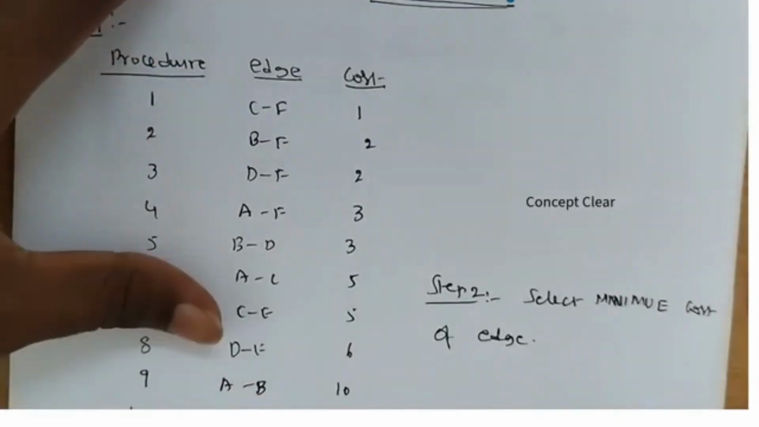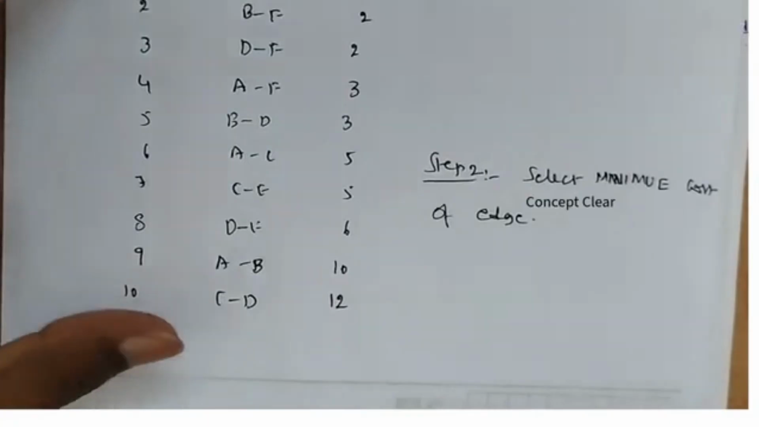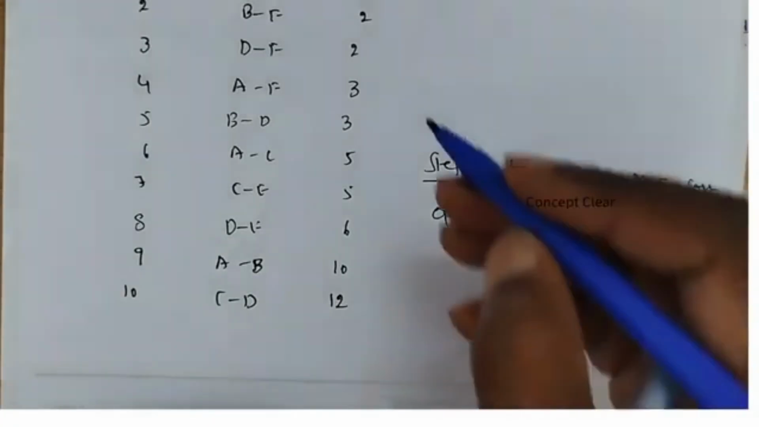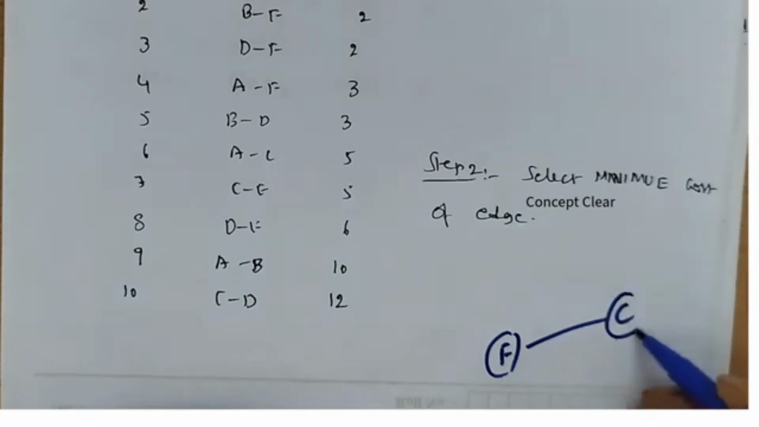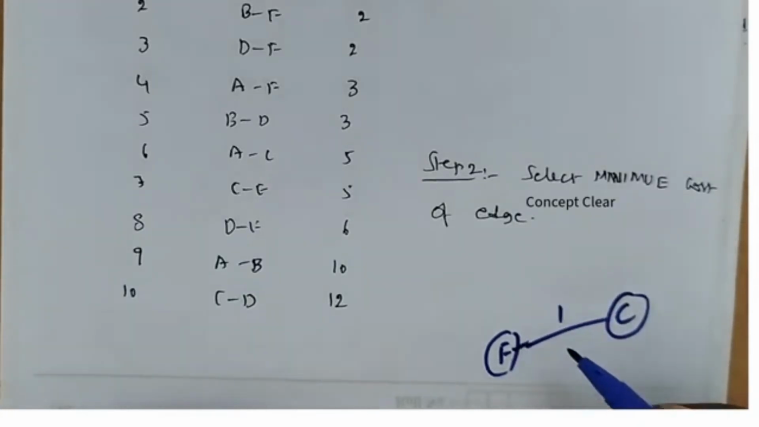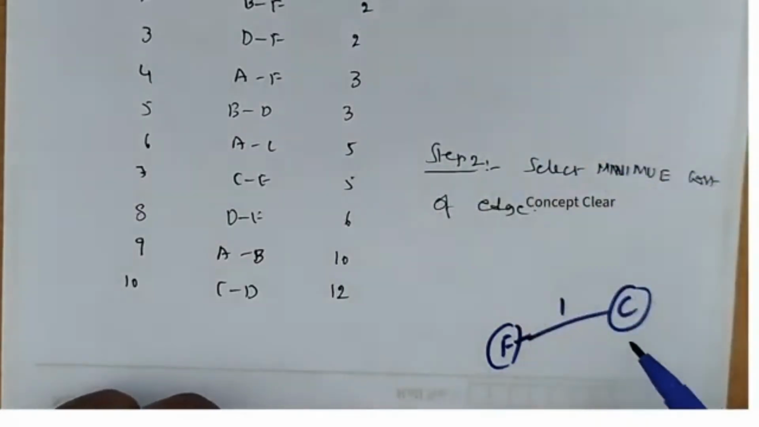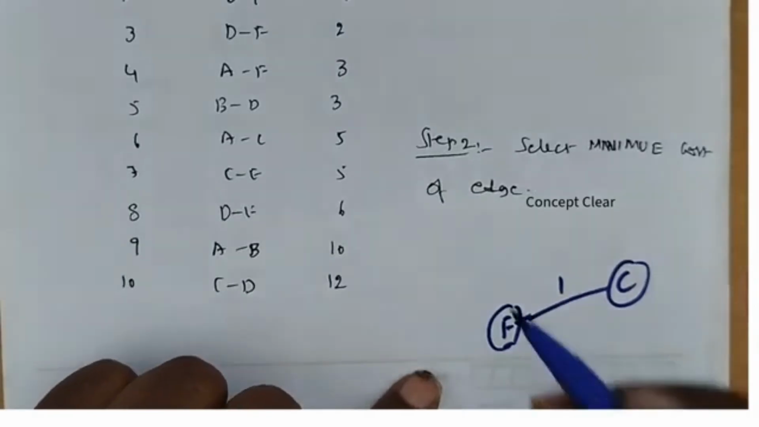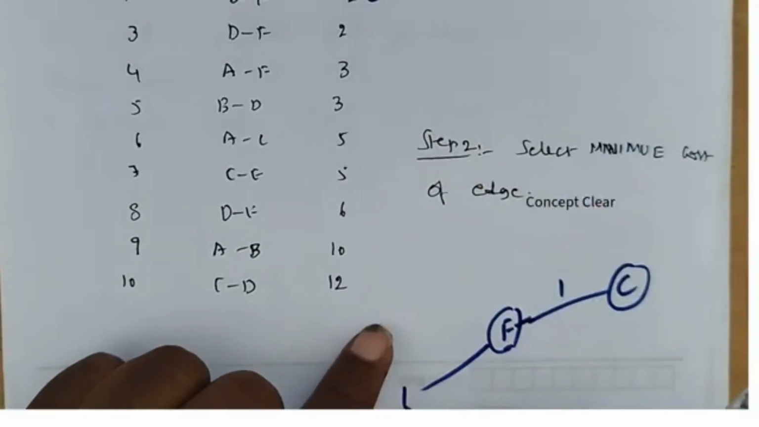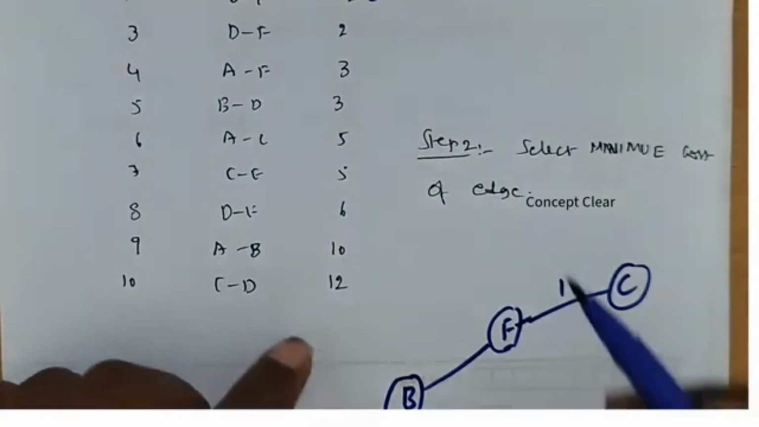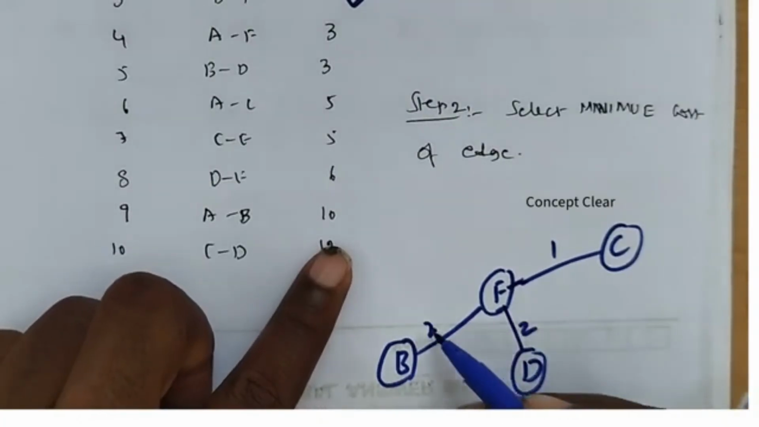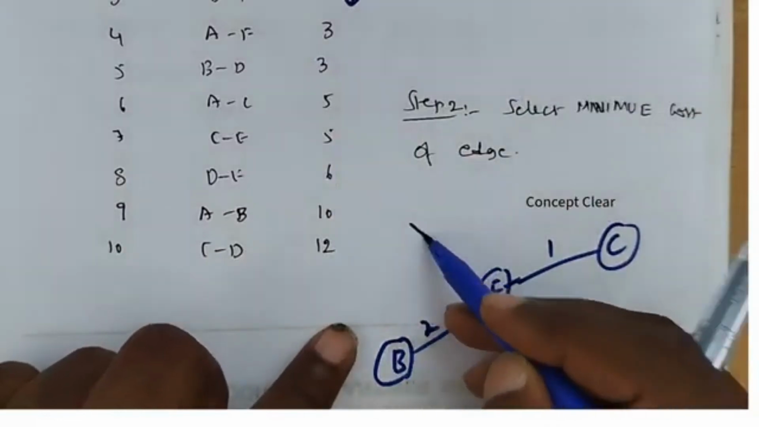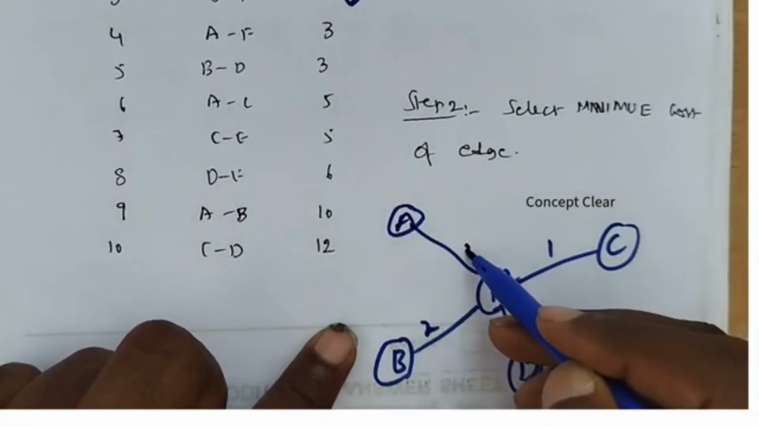See here, I am drawing. First, I am taking C to F. The cost is 1. Next, the second one is B to F. It is considered, and it is not forming any cycle. Next, D to F, also not forming any cycle, so it is considered, with cost 2. And next one is A to F. It is also not forming any cycle, so A to F is 3.